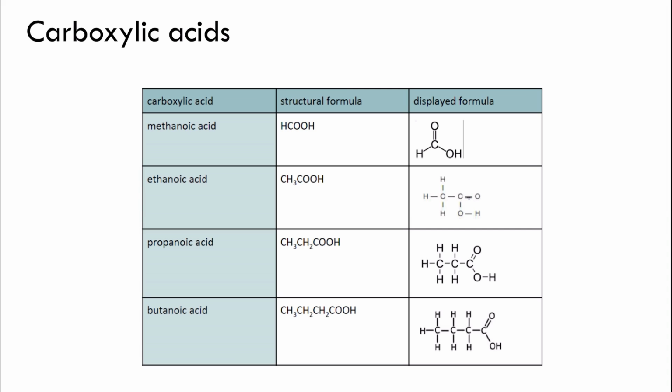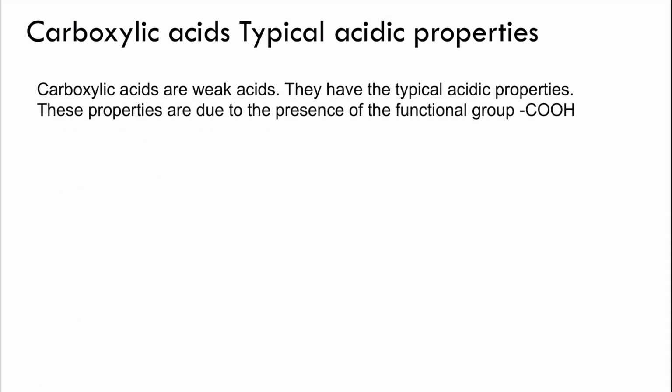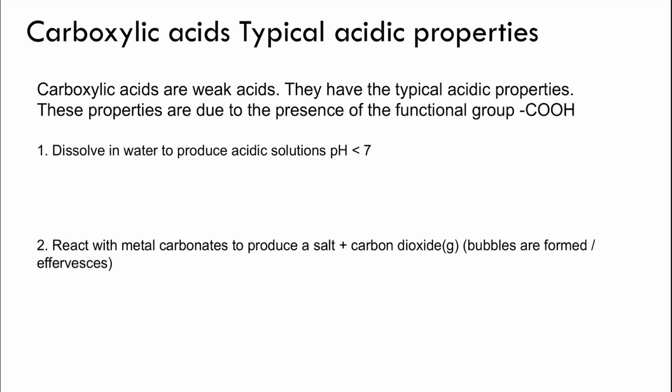These are the first 4 members of the homology series, which are methanoic, ethanoic, propanoic, and butanoic acid. And there is an increase in the number of carbon atoms from 1 to 2, 3 and 4. And this is the functional group of the carboxylic acids. Carboxylic acids are typical acids, so they are weak acids and they have the typical acidic properties. So they dissolve in water to produce an acidic solution of a pH less than 7.